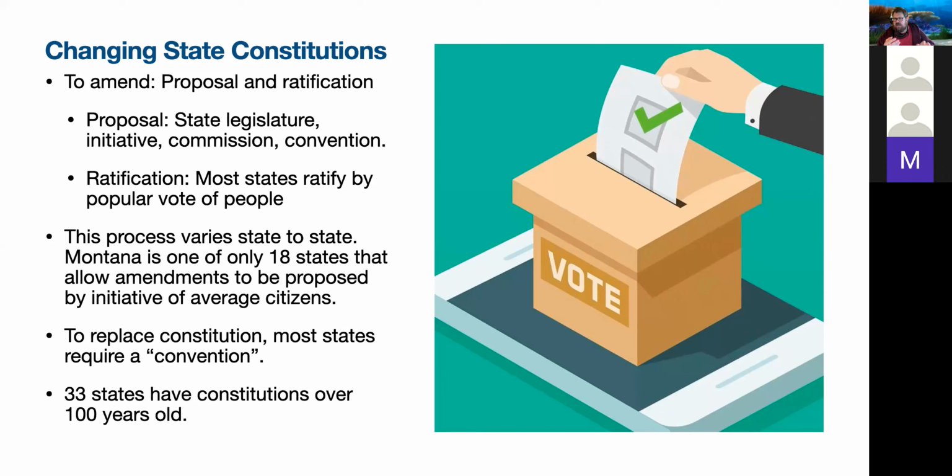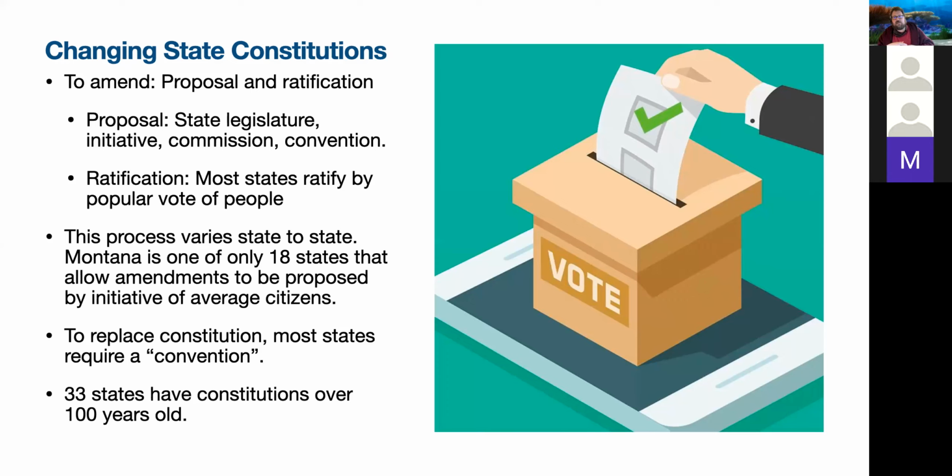And in most states, that involves the voters of the state going to the polls, usually at the time of a general election where a bunch of other stuff is being voted on, and voting, yes, we want to get rid of the use of cream in coffee, or no, I like cream in coffee. So that's the general idea.